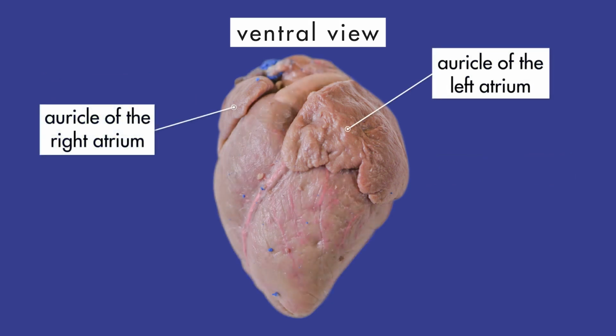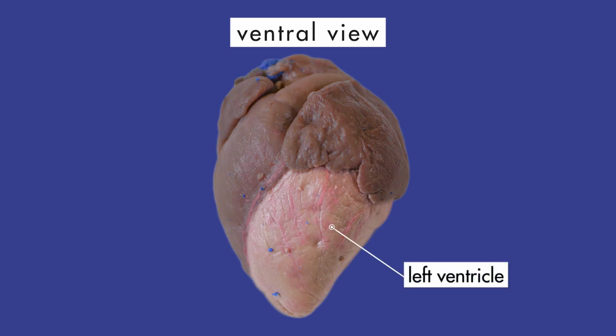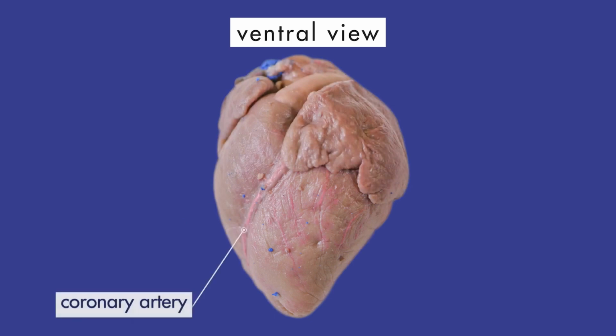When an atrium receives blood, the auricle expands to increase the capacity of the atrium. The 2 lower chambers of the heart are the left ventricle and the right ventricle. We can see the major coronary artery that supplies blood to the heart muscle.